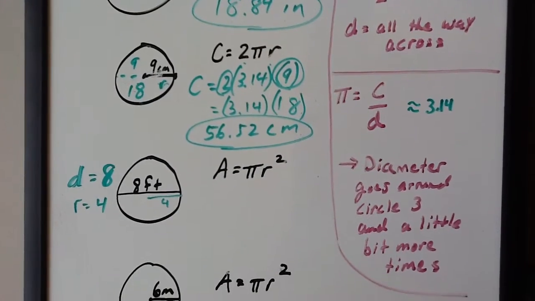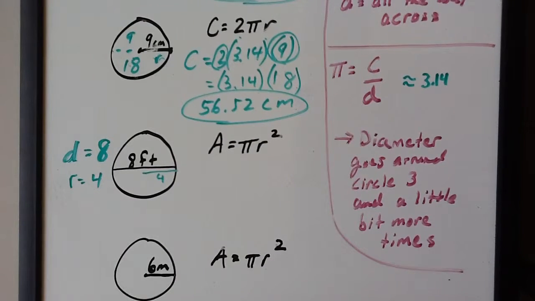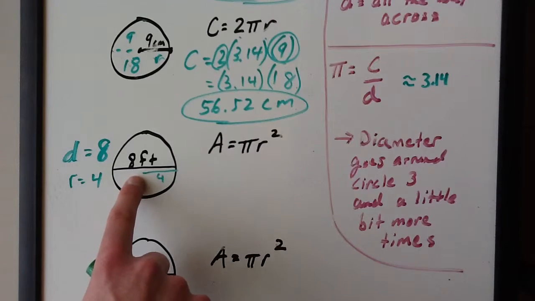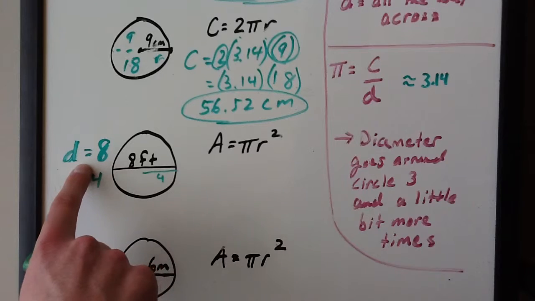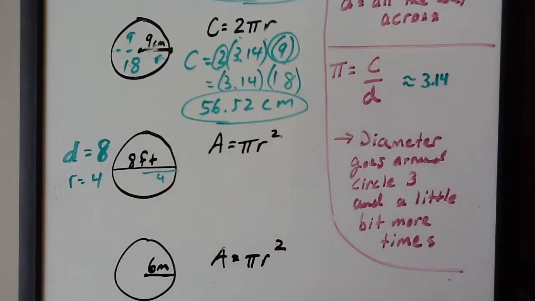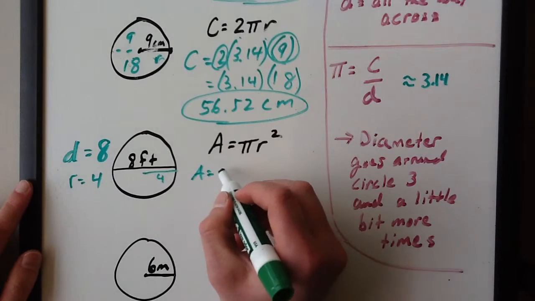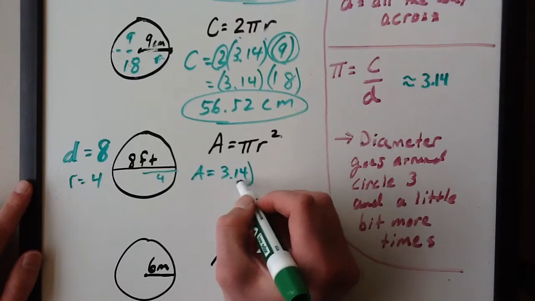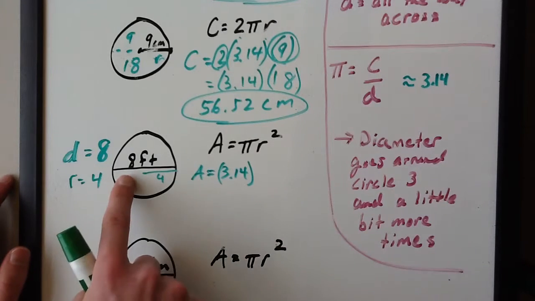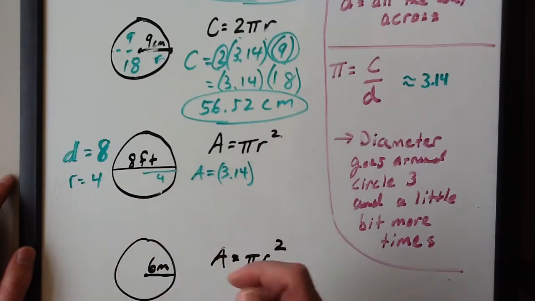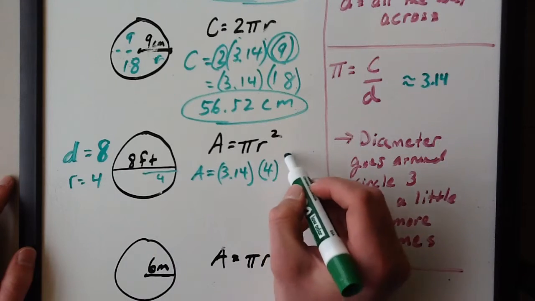Next, I'm going to find the area of the circle. So I want to find the area of a circle given this diameter of 8. If the diameter is 8, remember the radius must be 4, right? Because the radius is halfway across the circle, diameter is all the way across. So I'm using this formula. This is the formula for the area of a circle. Area of a circle equals pi, which is 3.14, times the radius, which if the diameter is 8, we said the radius is 4, so 4 squared.